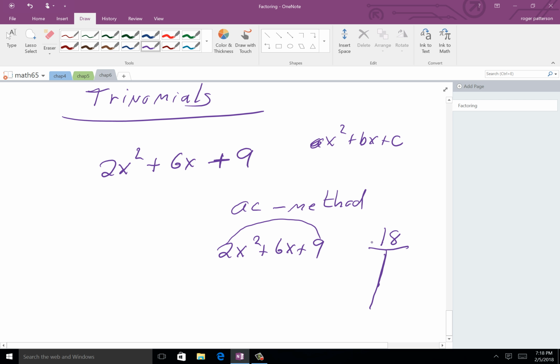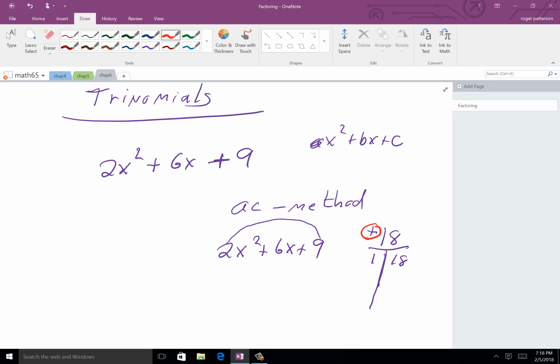And this is so similar to the other method that that's why it's preferred, because it's very, very similar. You multiply those first two, the A and the C, all right, and then you got 18. Now we got to find factors of 18 that, notice, I put my plus here still, that's what I do. So they're going to add up to 6, okay?